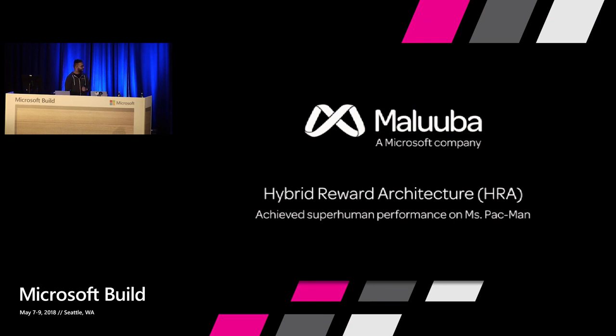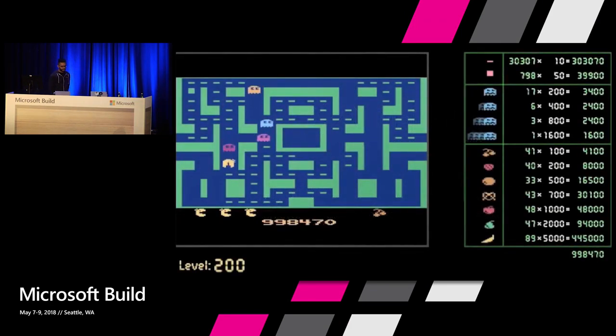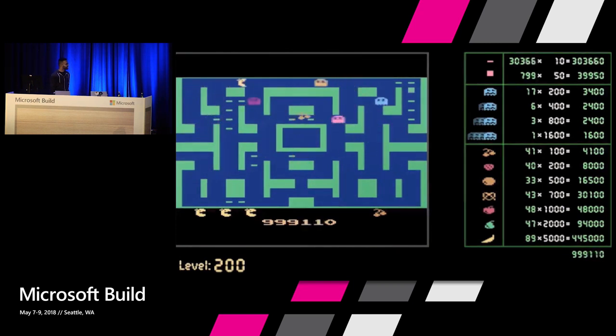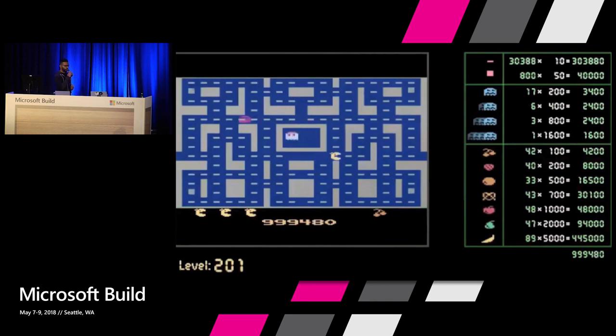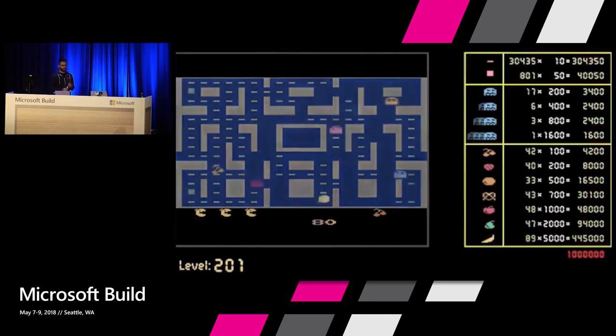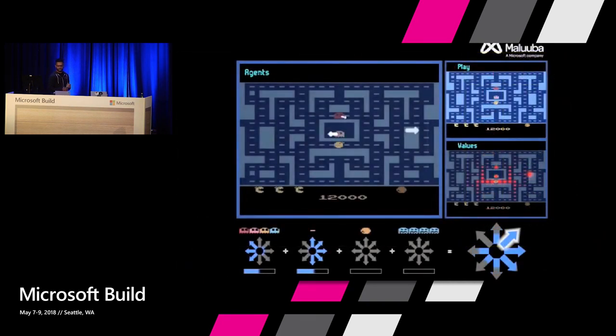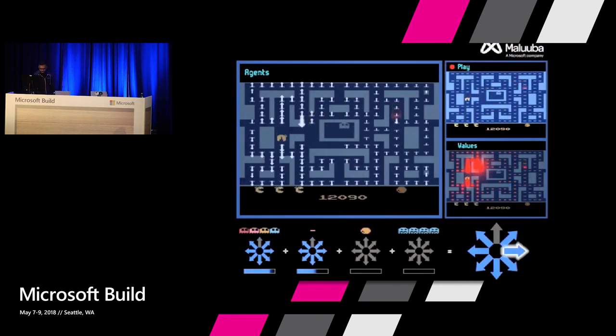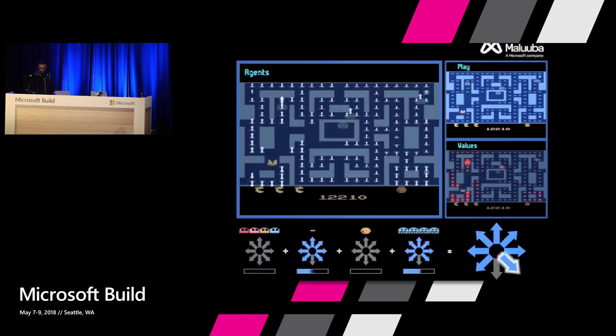Video games are one of the best ways to demonstrate advancements in AI, as they require human-like intelligence to perform well on them. Maluba has developed an advanced reinforcement learning algorithm that beat the Atari game Miss Pacman and achieved the maximum possible score of 999,990 points, surpassing the best human score by 4x. No human or AI has ever achieved this score because of the complexity of the game and availability of limited lives. We perform well on the game by breaking it into many small problems with a separate reinforcement learning agent for each problem.